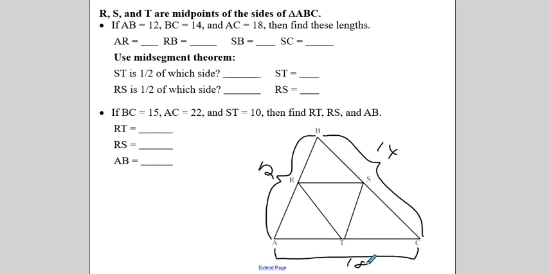Now, AR. What is AR? Well, that is this piece right here. If R is the midpoint of AB, and if AB is 12, that makes AR 6. And that makes RB 6. So these two pieces are equal. They're both 6. And then down here's those two pieces are equal. Okay? And these two pieces are going to be equal.